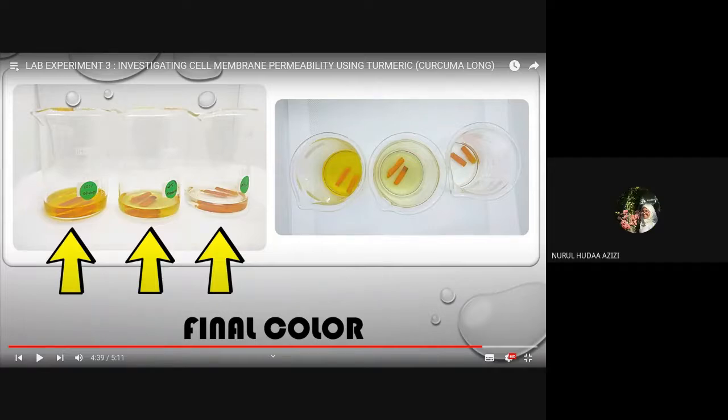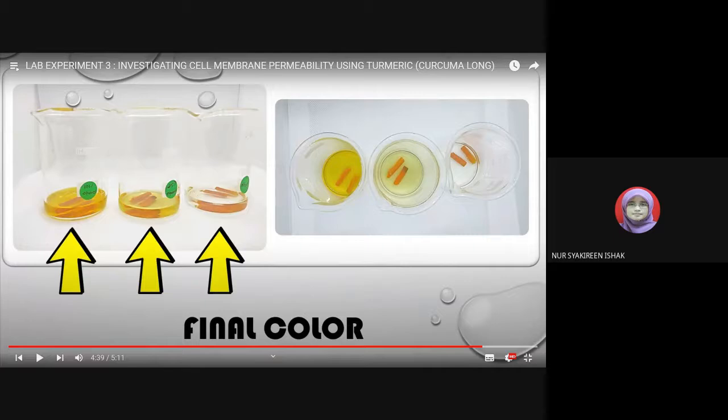Kita tengok apa yang nota. Yeah, is that the plasma membrane will dissolve in ethanol? That's why the pigment can flow out. Yes. Okay. So the effects of immersing turmeric will cause the membrane of the cell to break. To break apart.